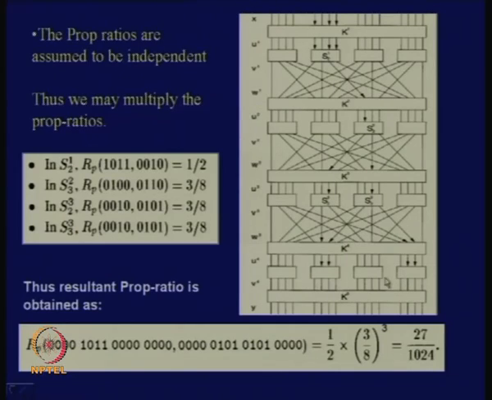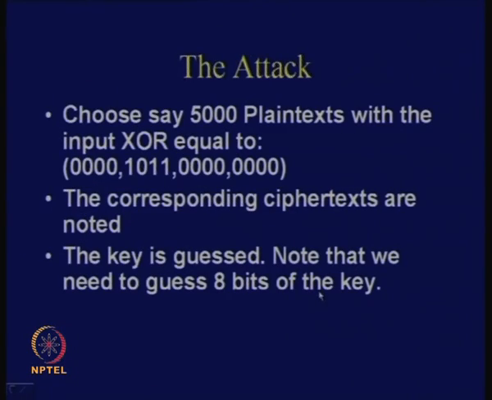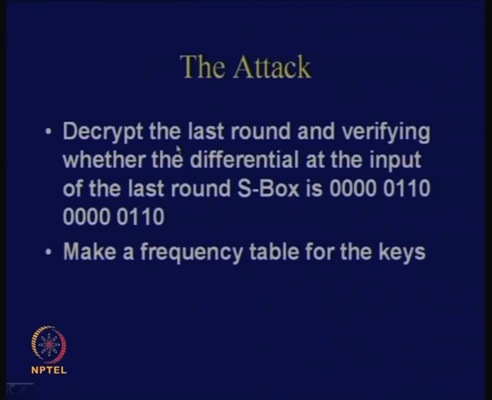So you are guessing only 256 keys, and from the cipher text you go back and check whether the differential meets the expected value or not. Similarly you do frequency analysis for all the possible keys. It is expected that the correct key will have the highest frequency in the table. So you guess the key. Note that you just need to guess 8 bits of the key, and you decrypt the last round and verify whether the differential at the input of the last round S box is equal to 4 zeros 0 1 1 0, 4 zeros 0 1 1 0.